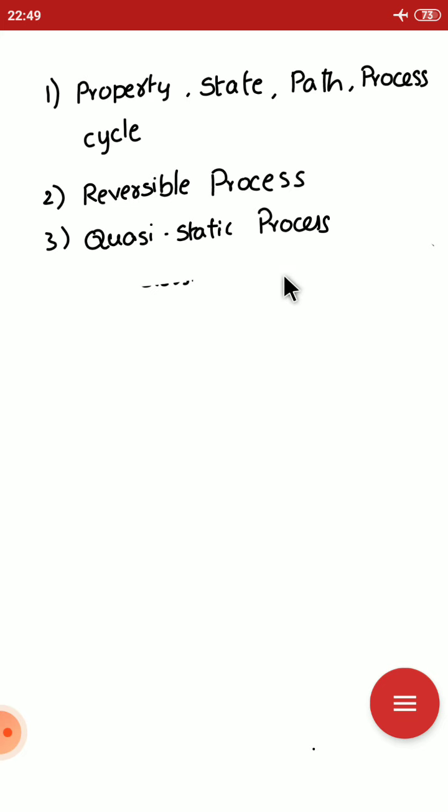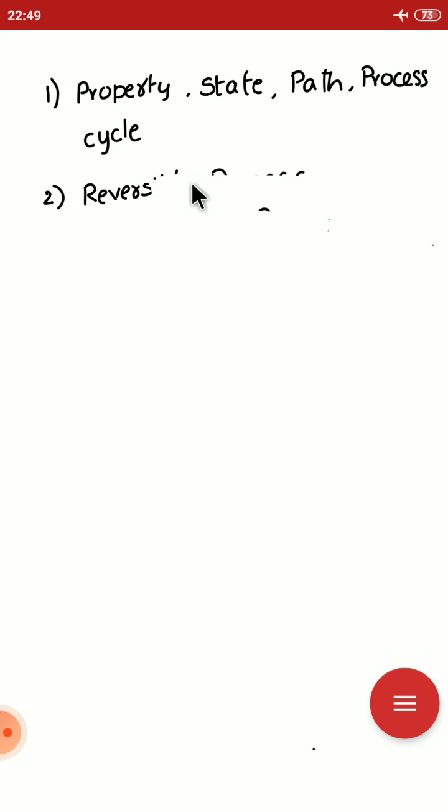The first topic in this video is the property, state and path and cycles. The basic definitions we will see. First, the property. In the previous video we saw the property in detail. Once again I will repeat the property. Every system has certain characteristics by which its physical conditions may be described. Example, volume, temperature, pressure. Such characteristics we call a property of the system.